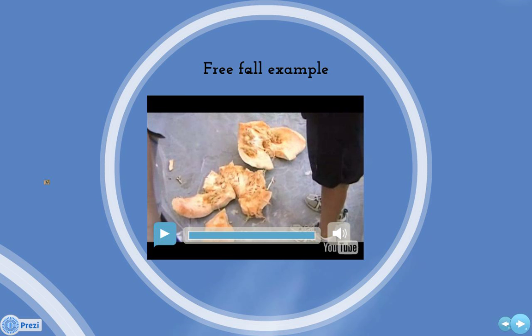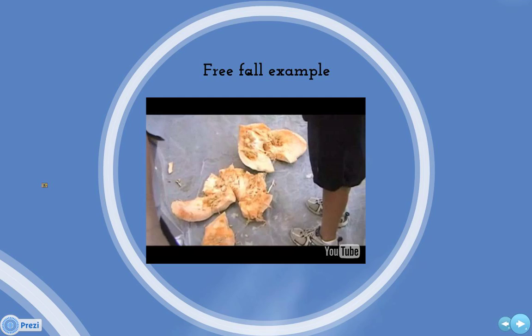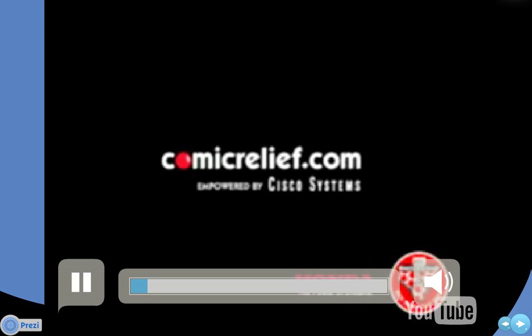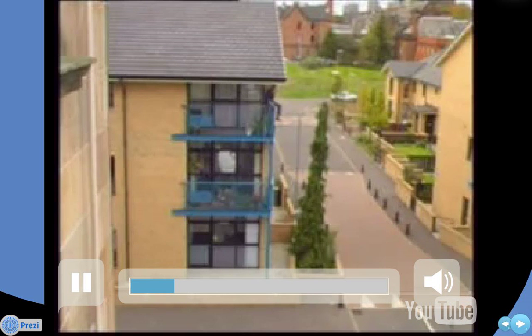As you can see, that pumpkin experienced free fall as it was dropped from a window. There is really no significant force except gravity acting on the pumpkin, and that pumpkin accelerated downward at 9.8 meters per second squared until it hit the patio and split open. That is a good example of free fall. Now, let's go ahead and look at a non-example of free fall. And let's watch the video and we'll see something that is not a free fall.